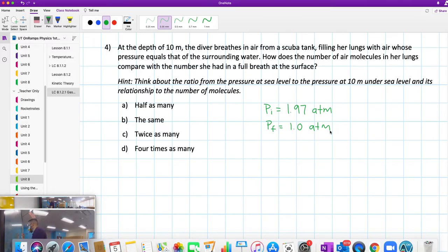So the number of molecules, well, the ratio. The ratio would be the number of molecules initial divided by the number of molecules final. That is the ratio, and that is what we're trying to find.